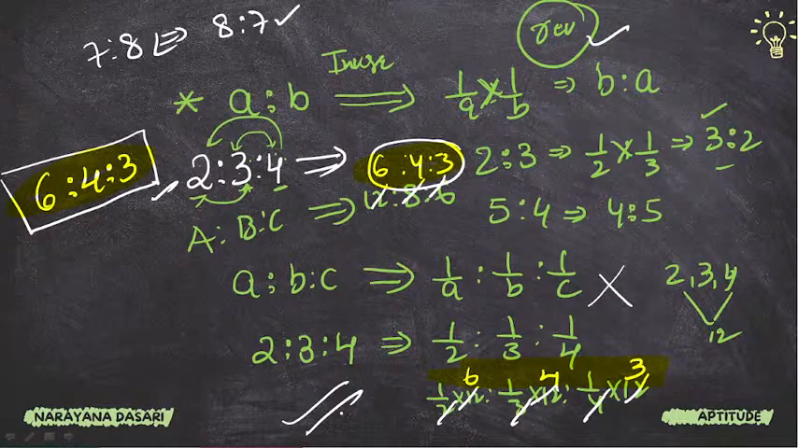So this is the inverse ratio. It's a very important point, guys. We use the same point in the time and work concept, the time and distance concept, and some other different concepts here. That's why it is very important. Inverse ratio.